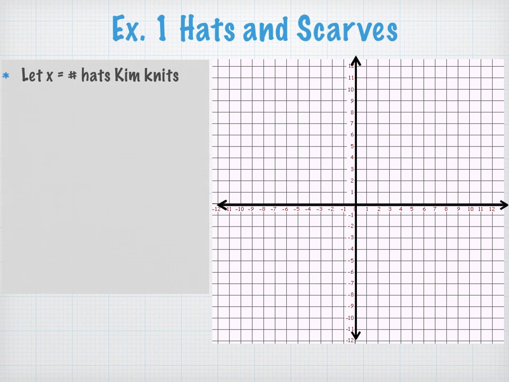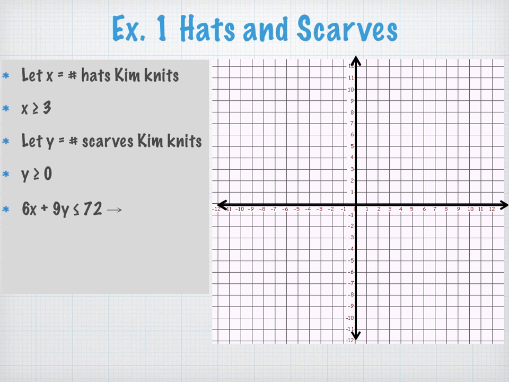And remember, x was the number of hats Kim knits. She wants to make at least 3 hats. Y is the number of scarves she knits, and she'll make 0 or more scarves. The yarn requires 6 ounces for hats and 9 ounces for scarves. Remember, she has up to 72 ounces of yarn, and we can write that in slope-intercept form as y equals -2/3 x plus 8. And the profit, now remember, she makes $10 for each hat and $20 for each scarf.